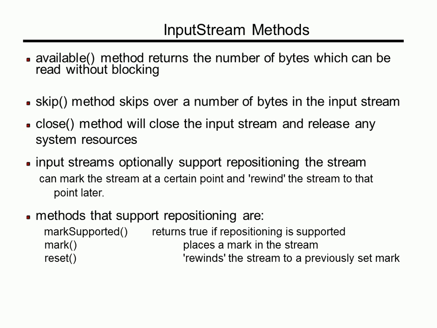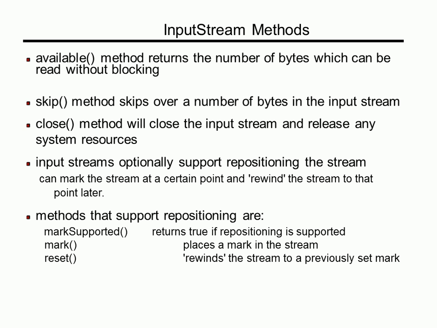Then some other methods. You have available, which returns the number of bytes that can be read without blocking. So it's just like peeking. It just picks the number of bytes available. It will not block. You know that the read method blocks the IO until there is data. But the available method just peeks without blocking.